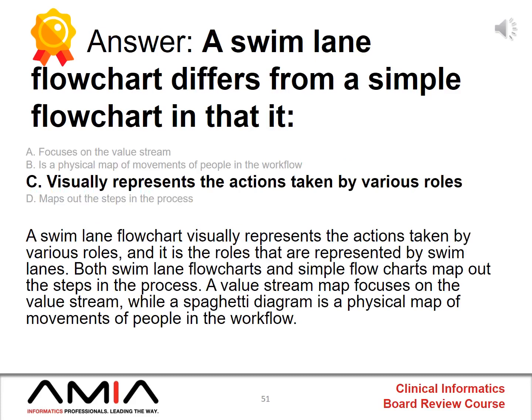A swim lane flowchart differs from a simple flowchart in that it visually represents the actions taken by various roles in the workflow. The reason why A is not correct is that a value stream map focuses on a value stream. A swim lane flowchart and a simple flowchart simply focus on the workflow and don't necessarily have any indicators in them as to which processes contribute value. The reason why answer B is not correct is because answer B represents a spaghetti diagram. And the reason why answer D is not correct is because both a swim lane flowchart and a simple flowchart map out the steps in a process.